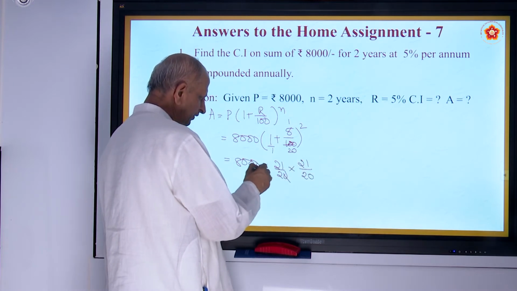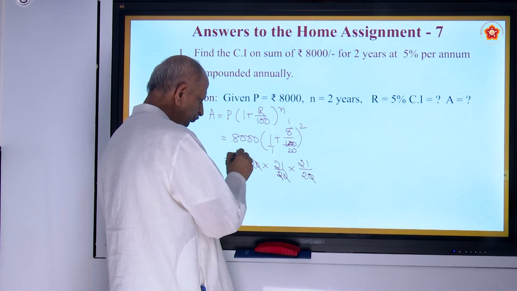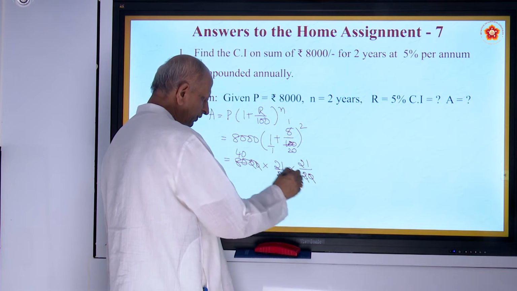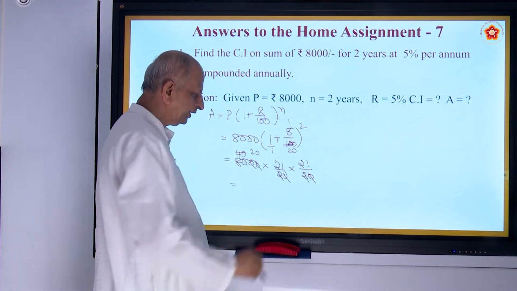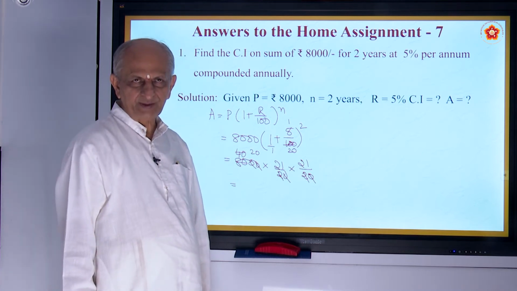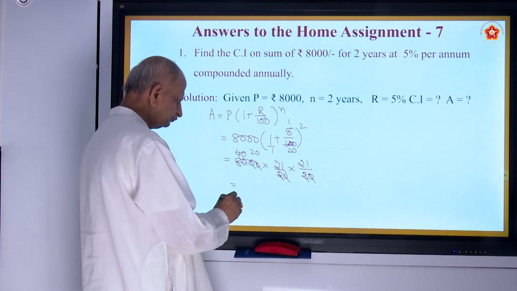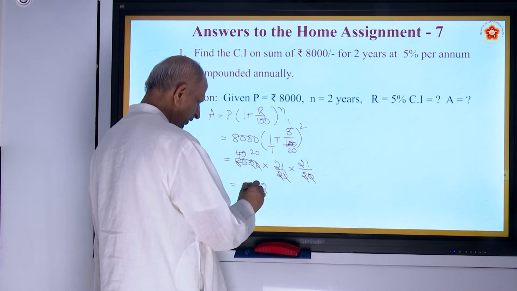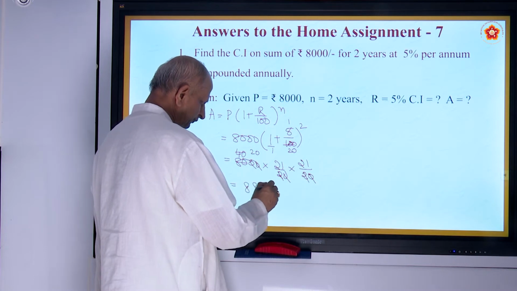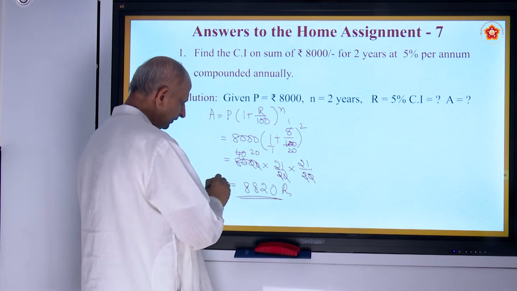So 0, 0 cancels, 0, 0 cancels. 2 ones are 2, 40s are. 2 ones are 2, 20s are. So 441. 21 into 21 is 441, correct? Into 2. 2 ones are 2, 2 fours are 8, 2 fours are 8. 8,820 rupees. That is the amount.